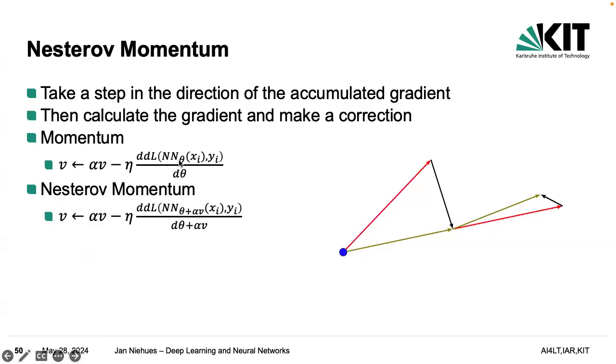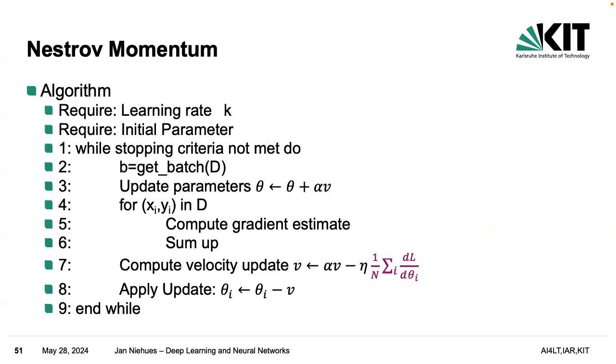Here we looked at our current neural network, so we calculated it here. While here, before we do the backpropagation, we already update our network with the momentum term. So we are going here and then calculating the error there. This is the only difference: which parameters do we use to calculate our loss? Do we take the current ones, or do we first take a step in the direction of the momentum, then calculate, and then do the update?